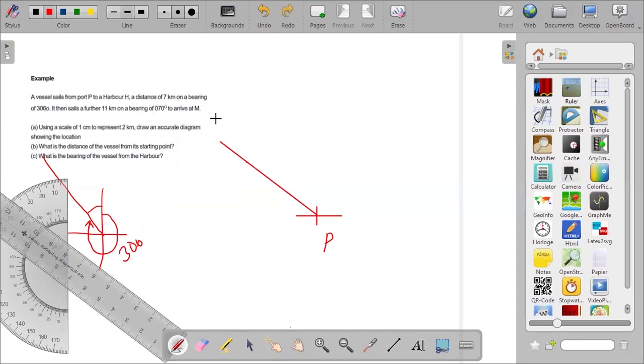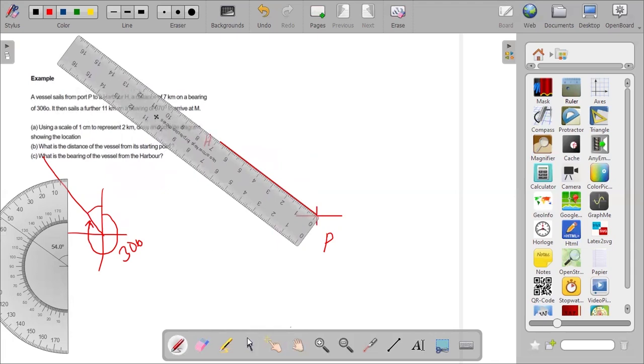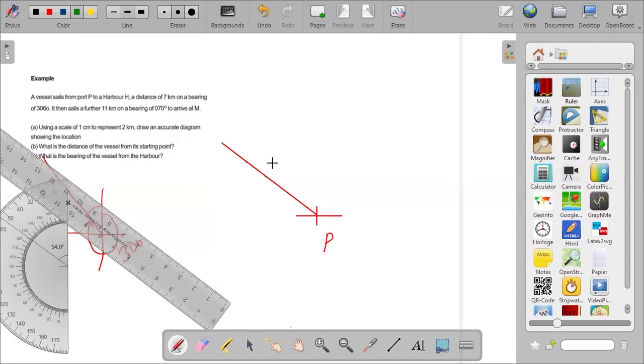Okay, now this is harbor H. Then they say the distance between port P and harbor H is 7 kilometers, and we are using a scale of 1 centimeter to represent 2 kilometers. That means we need to divide this 7 kilometers by 2, which is 3.5. So we'll measure from point P up along this line, 3.5 centimeters. That is your harbor H. 3.5 ends here. Our harbor H is right there. Let me use a different color so you can see 3.5. It's right there. Let me remove where I wrote my H initial and place it here.